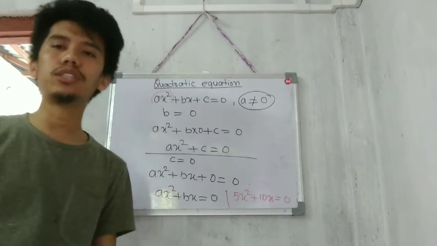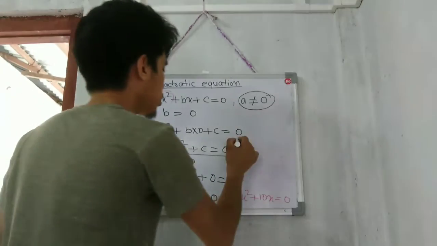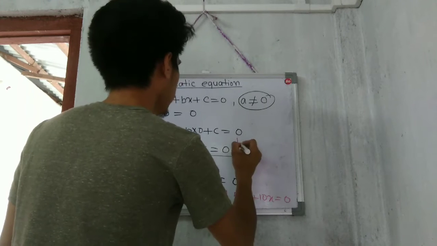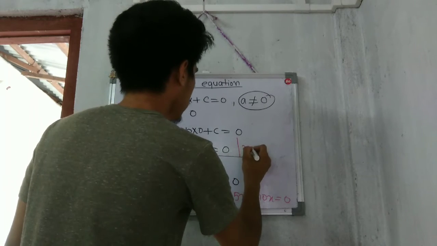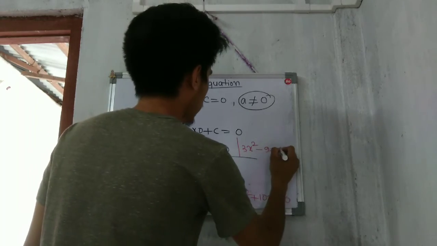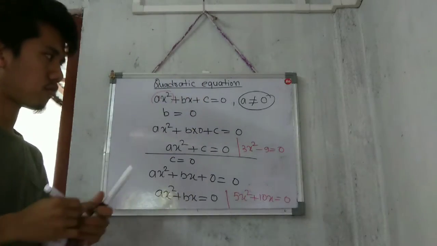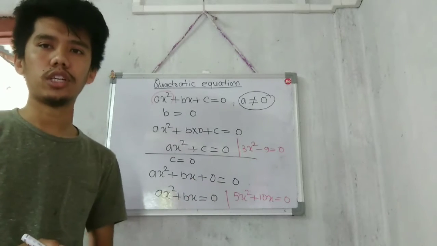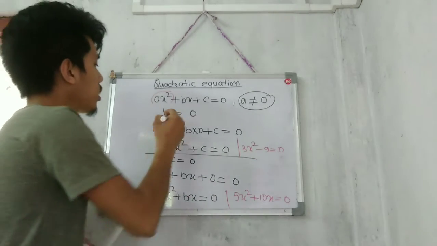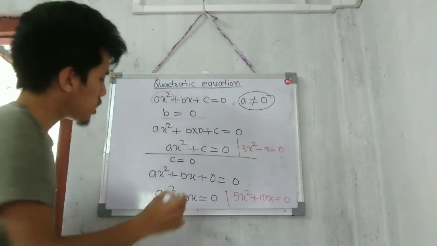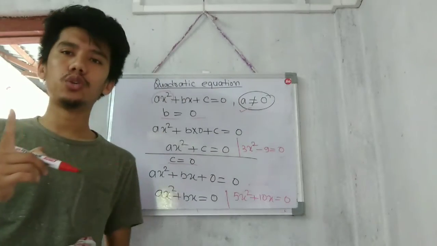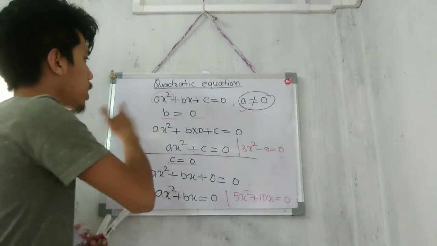Here we don't have the c part, and here these are the examples of the quadratic equation. Here b might be 0, no matter, c may be 0 also, no matter, but a must not be equal to 0 to get a quadratic equation.